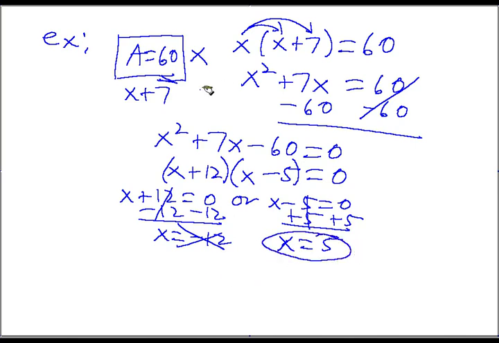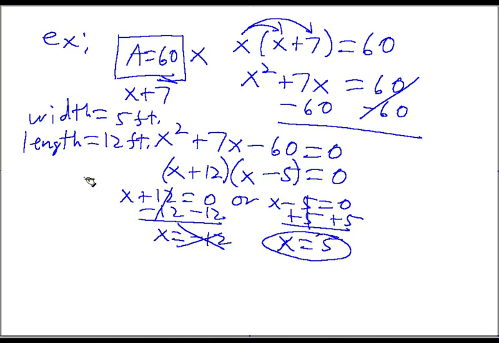Positive 5. Okay? So in other words, we're saying the width of this rectangle is going to be 5 feet. Then what is the length? Well, the length is 7 more than that. What's 7 more than 5? That's going to be 12 feet. So the dimensions of this rectangle are 5 feet by 12 feet, or 12 by 5 if you like. So again, be able to solve these equations by factoring.